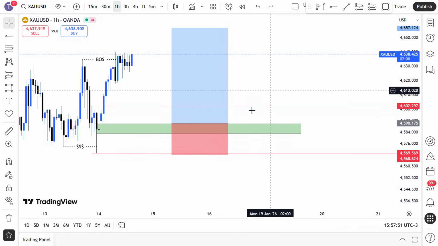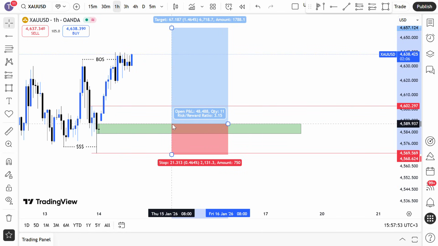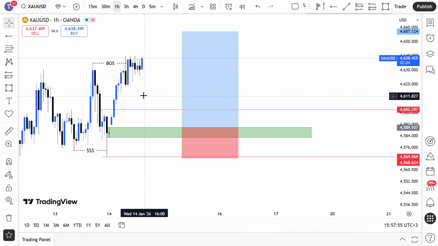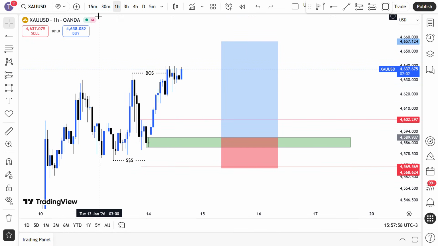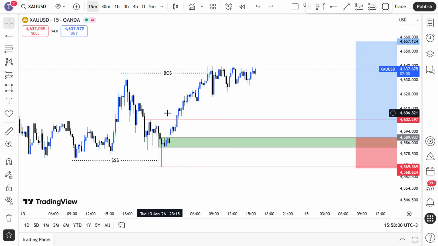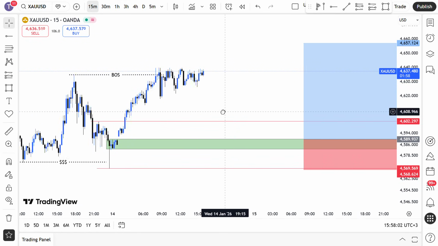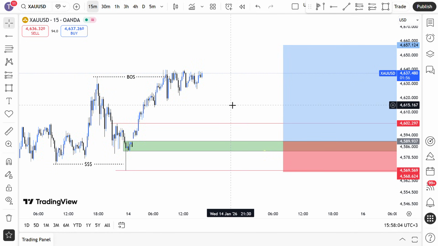So that is my trade setup from that order block down there. On gold, that is my setup, and that is what I expect from gold. So that is my view on gold.